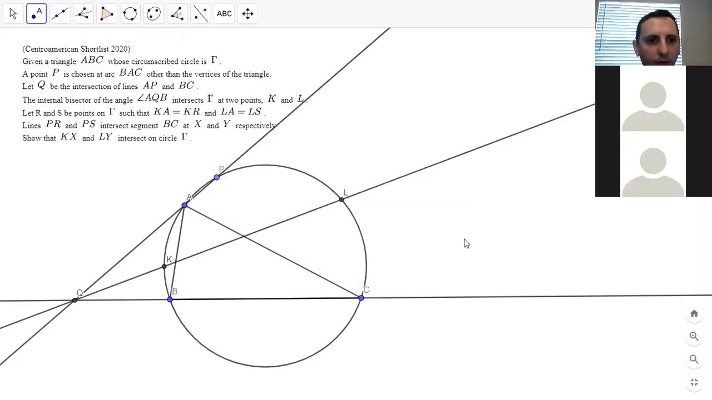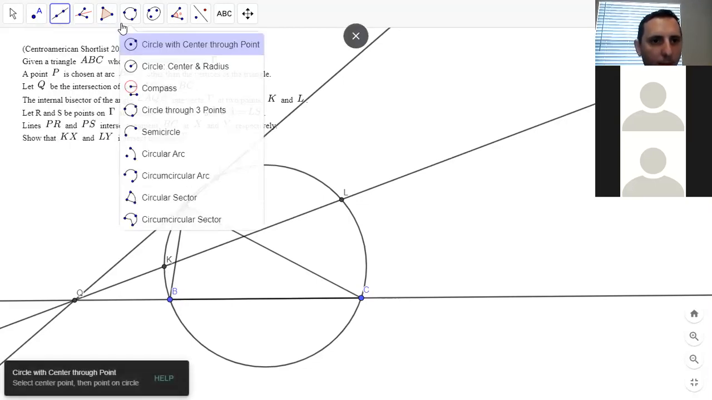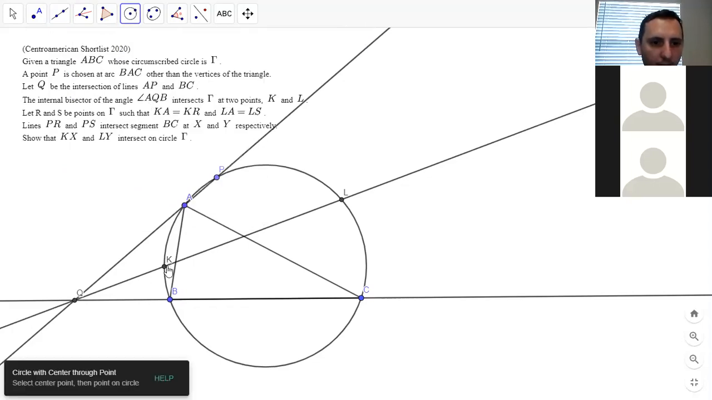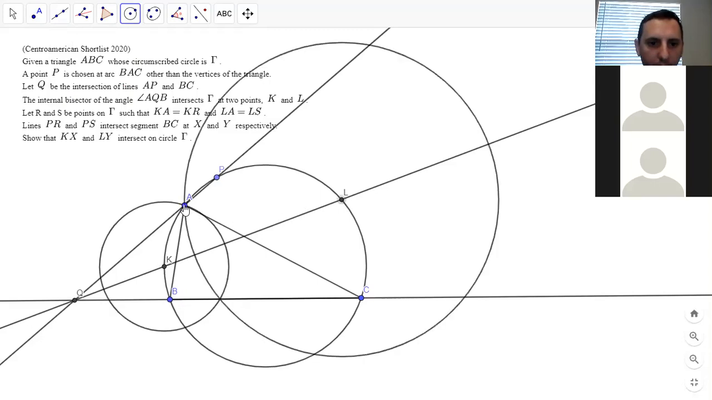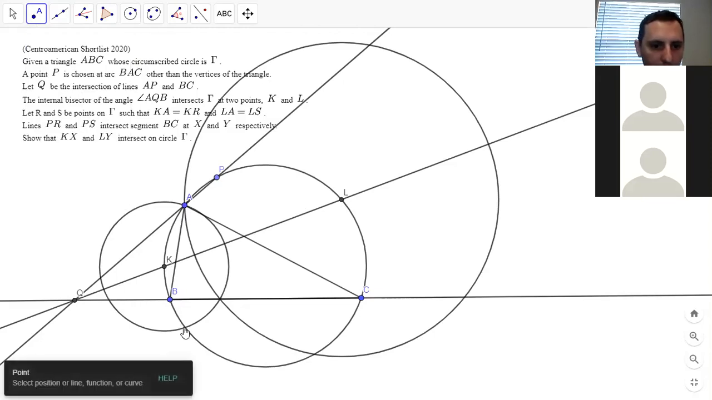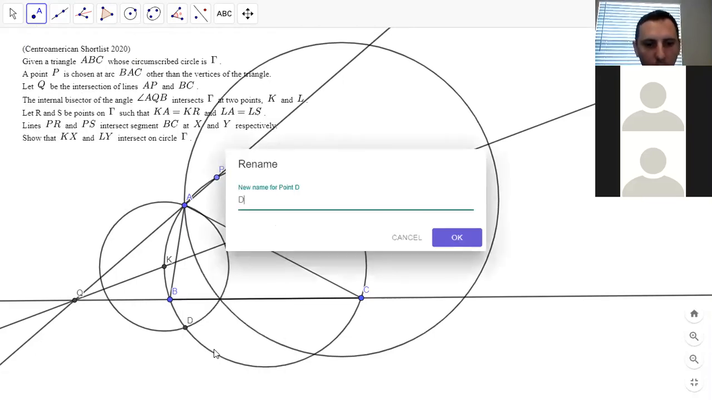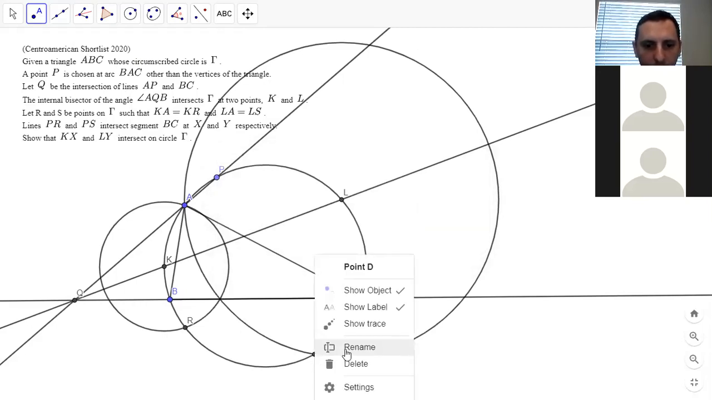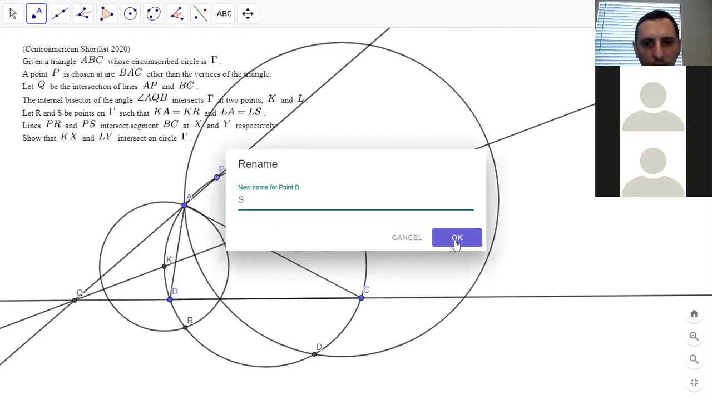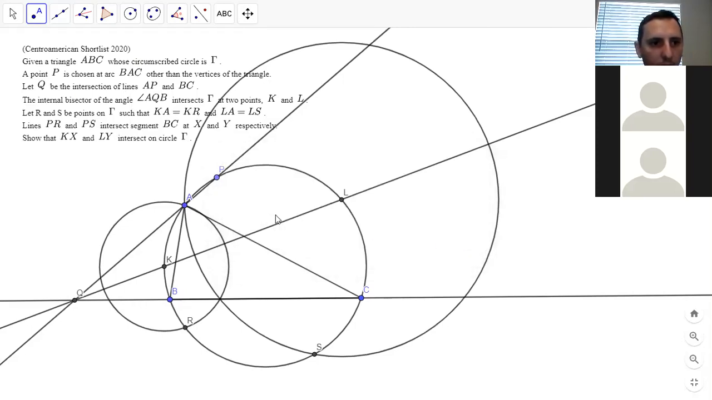R and S are on the circle so that KA is equal to KR, and LA is equal to LS. That's R. And this is S. And PR and PS intersect BC at 2 points.